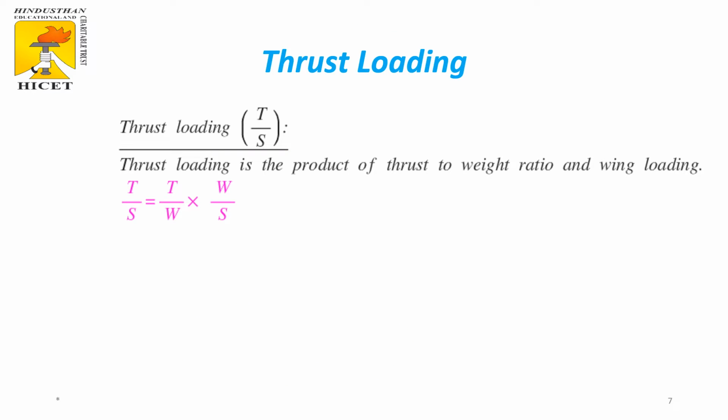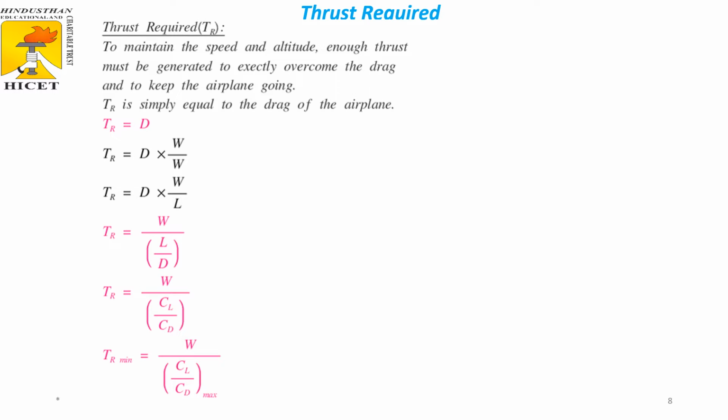The thrust loading, T by S, is the product of the thrust to weight ratio and the wing loading. So T by S equal to T by W times W by S, and you will get your thrust loading. Now this is your thrust required, one of the important equations in cruise flight performance, nothing but steady level flight. So what is thrust required? Based upon the equations of motion we derived, T is equal to D, that is, thrust equal to drag.